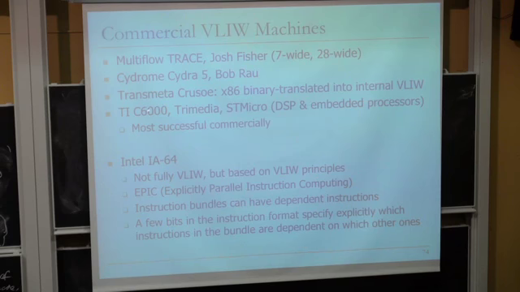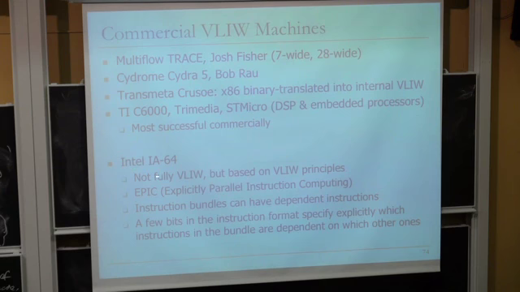And perhaps the most successful commercial machines are actually digital signal processors and some embedded processors from TI, Trimedia, and ST Microelectronics. Those are all VLIW processors. It's easier to find parallel instructions that can be done in those systems because, think about digital signal processing, it's very regular again, right? You can schedule your operations, the compiler or the programmer can hand schedule the operations on a pipeline.